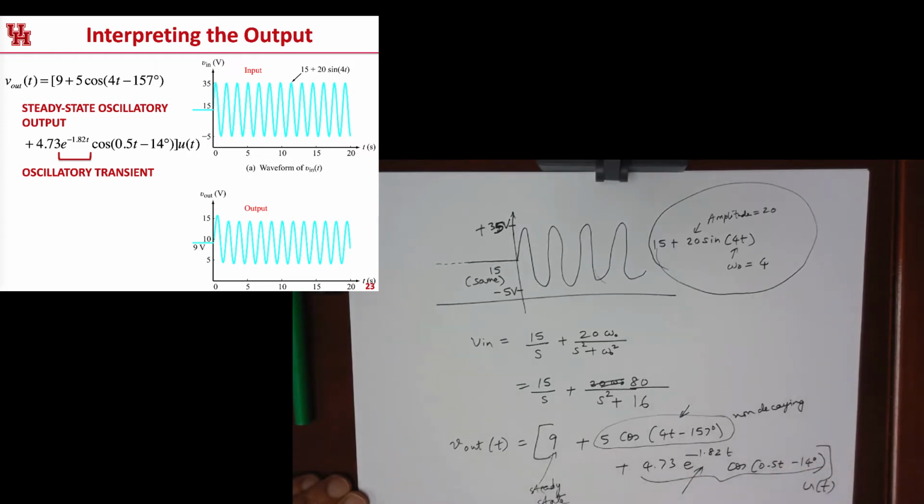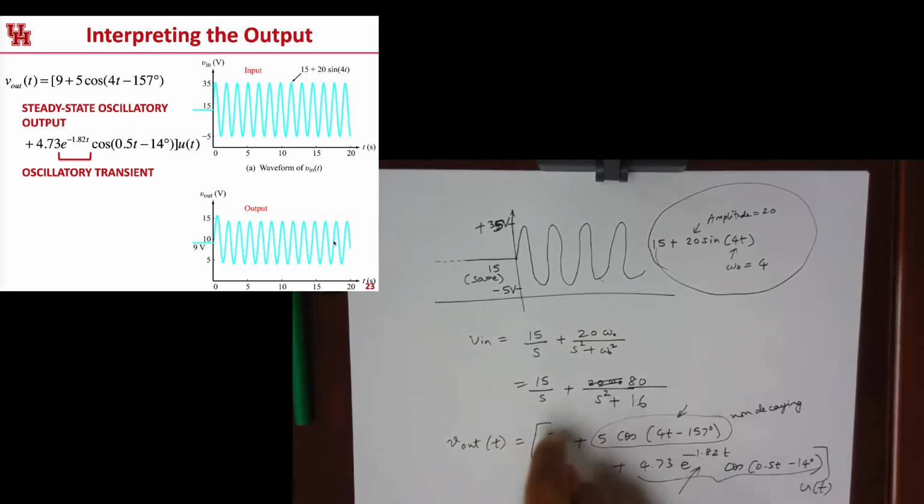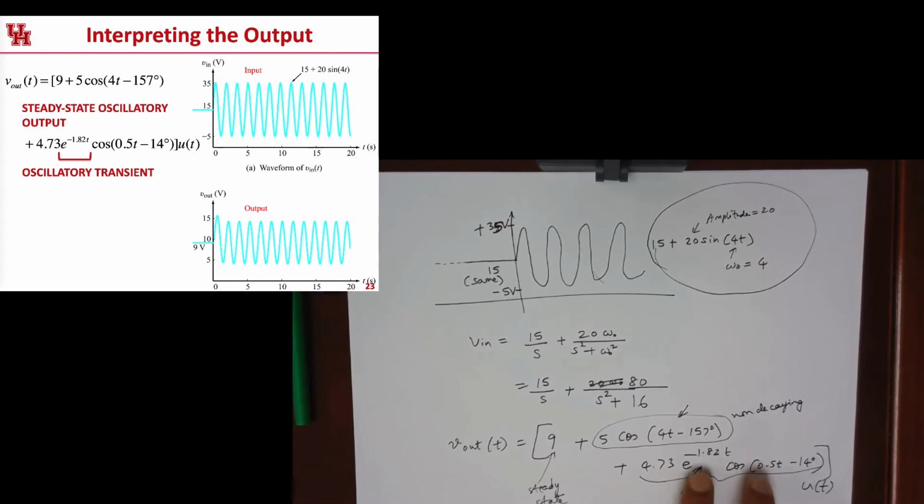If you look at a plot of the output voltage, it basically initially starts out with a bit of a jolt like that, and then eventually settles down as this oscillatory transient dies out. The output settles into this term plus this term. So these two terms together form the steady state oscillatory output, whereas this is like a transient that just comes from switching on that input at time t equal to 0.